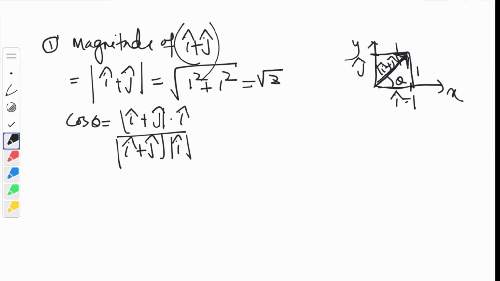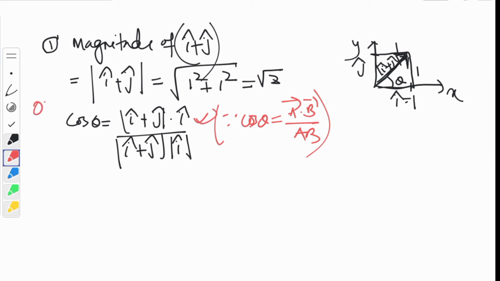Are you getting why I am writing so much? See, we know cos theta is a dot b divided by ab. This thing we have studied. So I have just applied the same, because theta is the angle between the i cap plus j cap vector and i cap, as I have mentioned in the question.